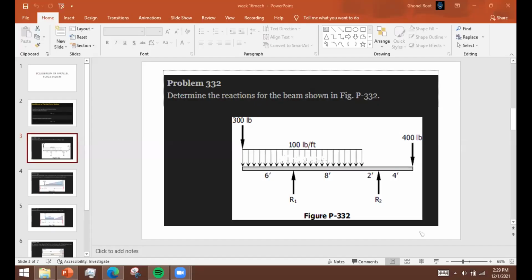Okay, so first example tayo, guys. Determine the reactions for the beam in figure P-332. Okay? So ayan yung beam natin. Makikita nyo, guys, we have four parallel forces: the 300 pounds, 400, the two reactions, which are R1 and R2. And then we have one distributed load. Okay? So start tayo dito.